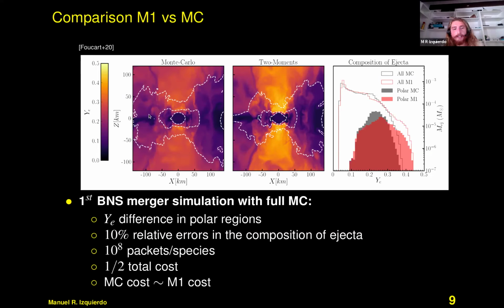And the first thing we see is that in these polar regions, there's quite a difference in this electron fraction. And this is widely believed to be due to this optically thin problem of the M1. Basically, some shocks are forming. This is a non-physical behavior, and more energy than it should is being accumulated in these polar regions. But the good news is that when we go to the overall composition of the ejecta, we only see 10% relative errors, which is not quite bad.